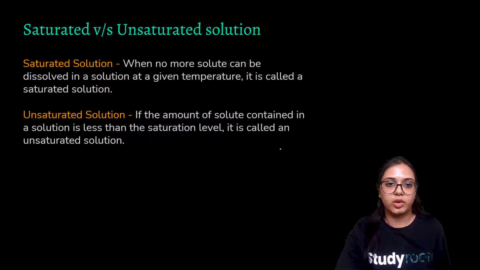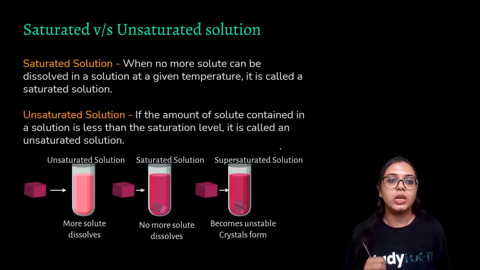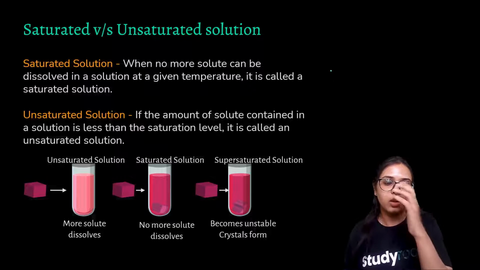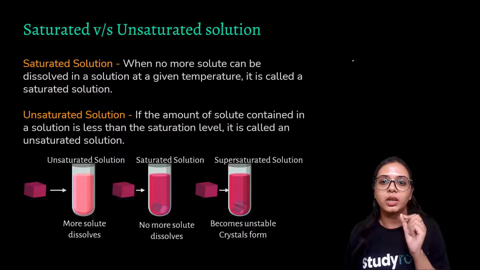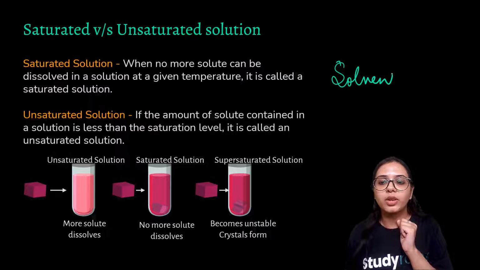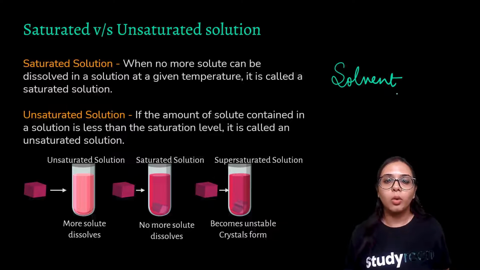Saturated versus unsaturated solution. When no more solute can be dissolved in a solution at a given temperature, it is called a saturated solution. And if the amount of solute contained in a solution is less than the saturated level, then it is called an unsaturated solution. So it's a very basic thing to understand. Since you are taking a fixed amount of solvent, a particular solvent can only hold a particular amount of solute.